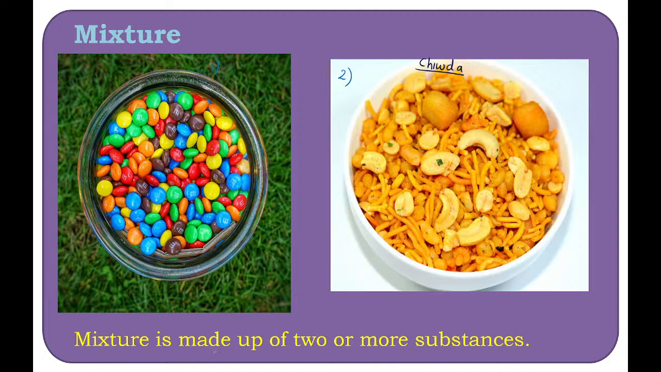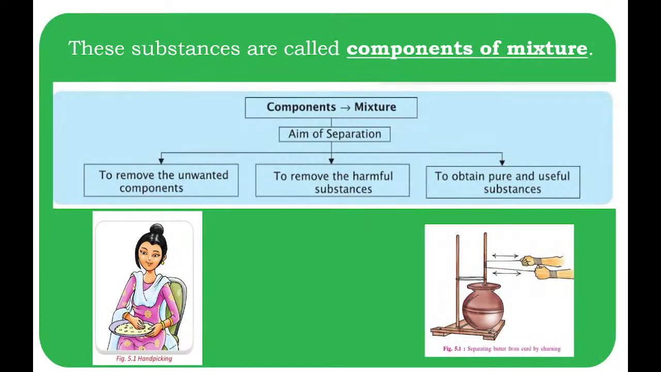A mixture is made up of two or more components or two or more substances. So you can call it a mixture if it is made up of two or more substances. Now these substances which are present in a mixture are called components. What are they called? They are called components of a mixture.